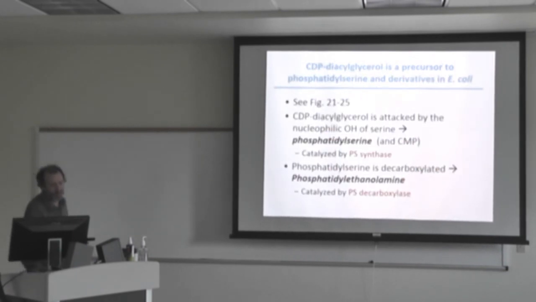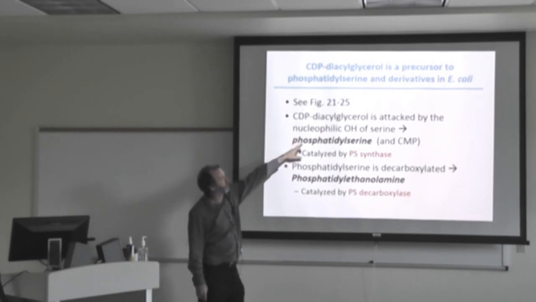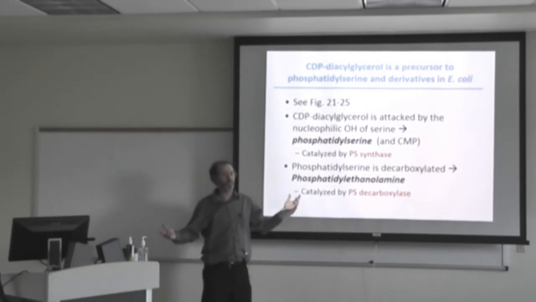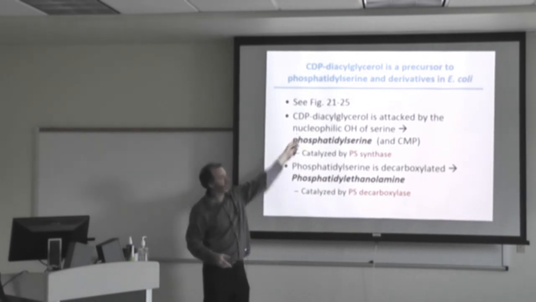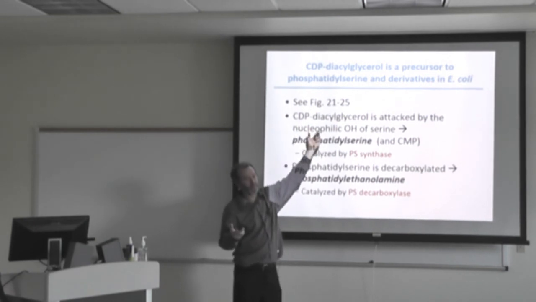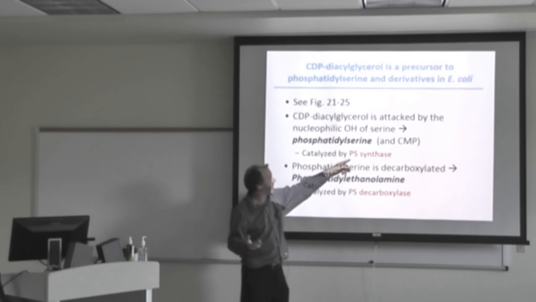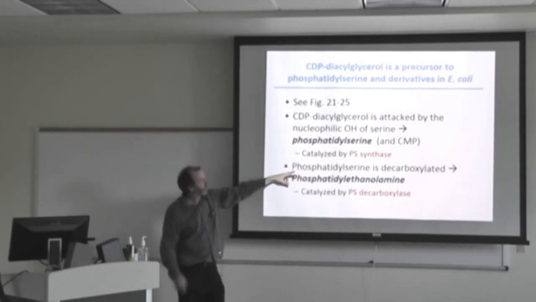So CDP-diacylglycerol is a precursor to phosphatidylserine and derivatives in E. coli. CDP-diacylglycerol is attacked by the nucleophilic hydroxyl of serine, which then yields phosphatidylserine. So you have the alcohol group of the serine attack the CDP, and that connects the serine with the diacylglycerol, and you have phosphatidylserine as a result. And this is catalyzed by phosphatidylserine, or PS, synthase.